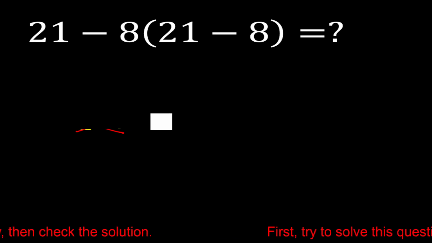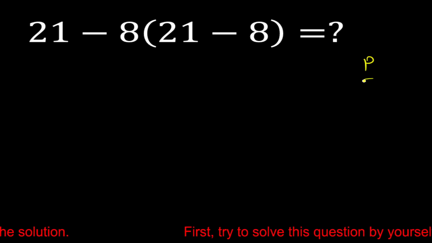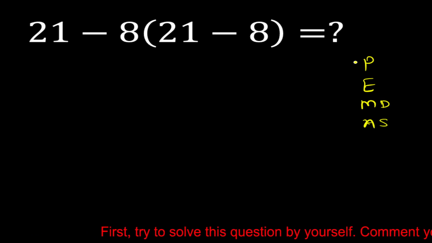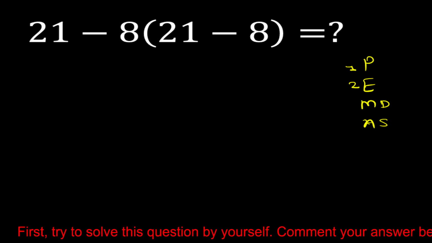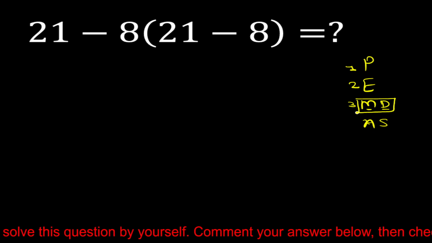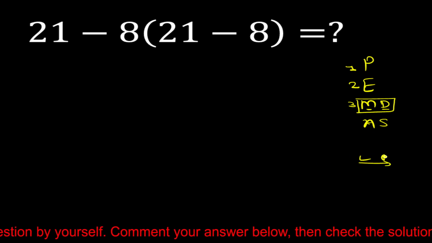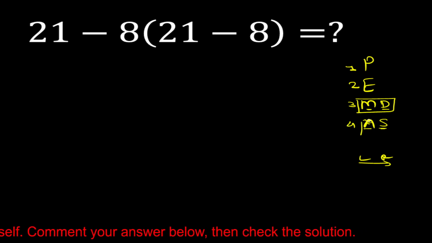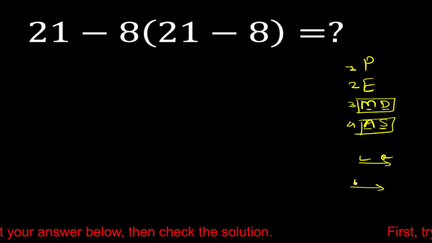Okay, PEMDAS. According to PEMDAS rule, first priority is parenthesis, second priority is exponents, third priority is multiplication and division. Here multiplication and division both have equal priority, so we have to solve it from left to right. Then fourth and last priority is addition and subtraction. Also addition and subtraction both have equal priority, so we have to solve it from left to right.